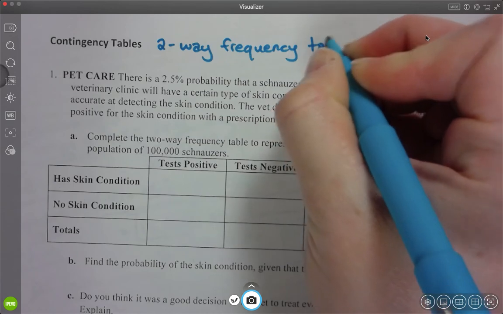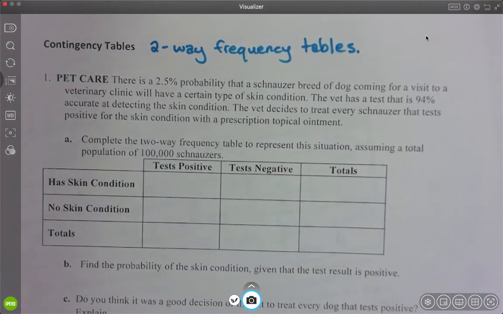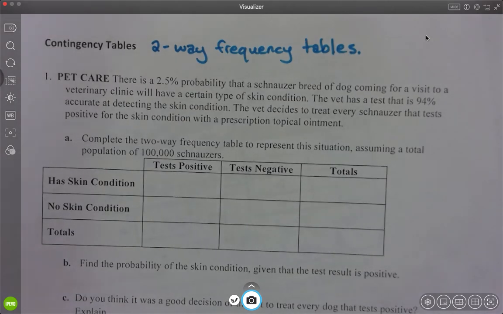And I really like analyzing two-way frequency tables because there's a lot of research and developers out there that actually analyze stuff on a two-way frequency table. In fact, there's probably a lot of people right now that are analyzing accuracy with the coronavirus using these frequency tables.